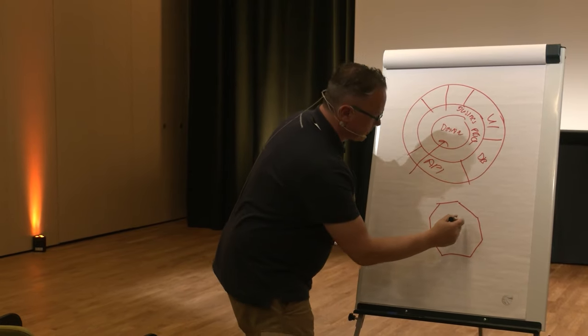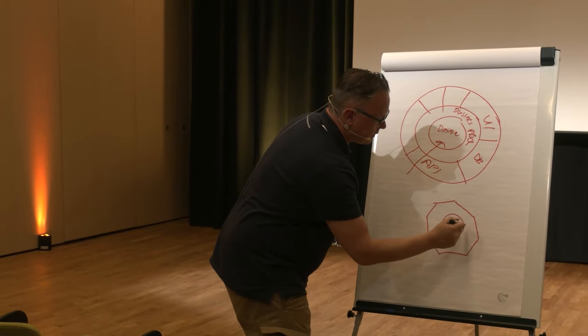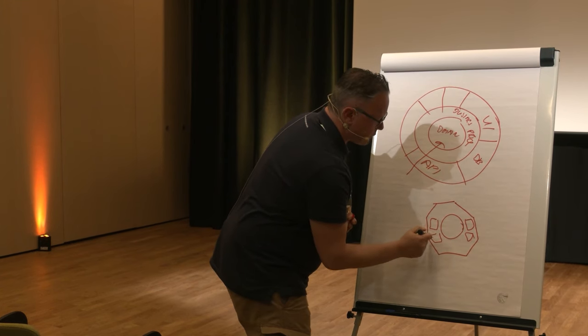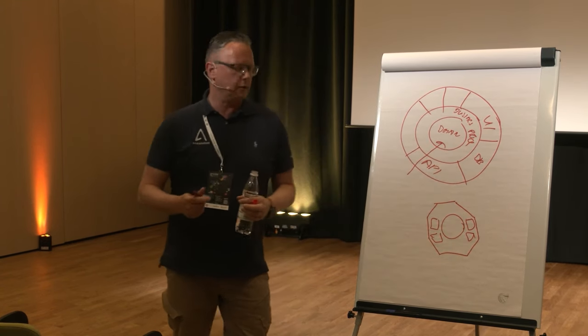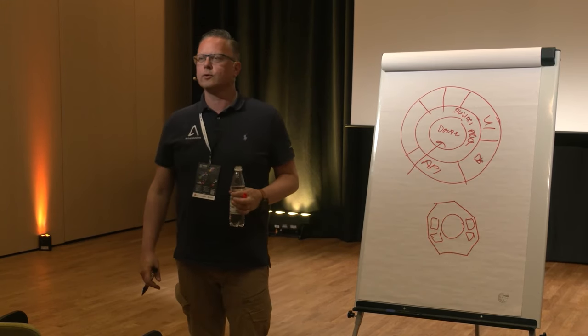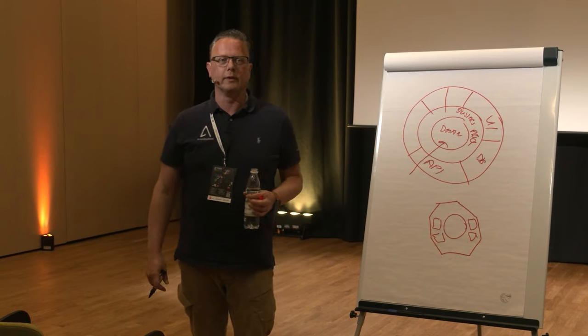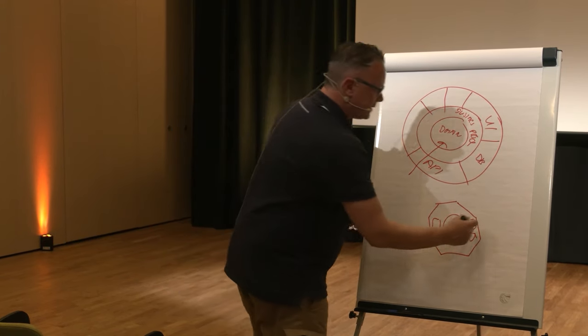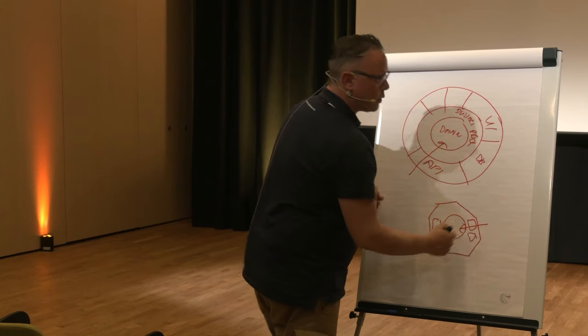A sucker drawing. And it also has a domain in the middle, and then it has adapters here, and they call it, I think, primary and secondary gateways or something like that. Anybody knows what it is? Sorry? Hexagon. It's a great picture that you can actually deduct it from this. The same principle. Dependencies go inwards.